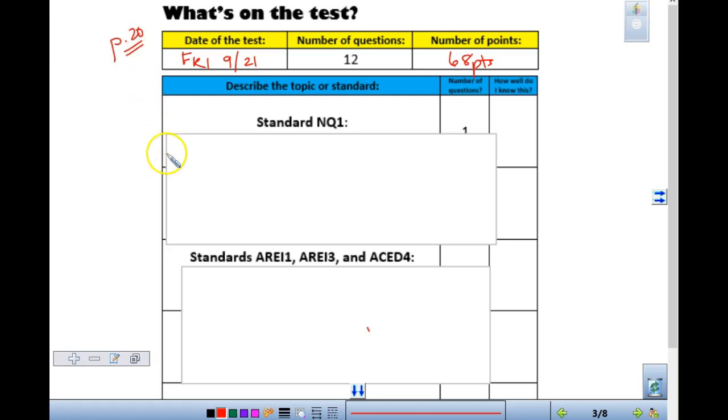This is page 20. Excuse me, 40. Sorry. Page 40. Thank you.